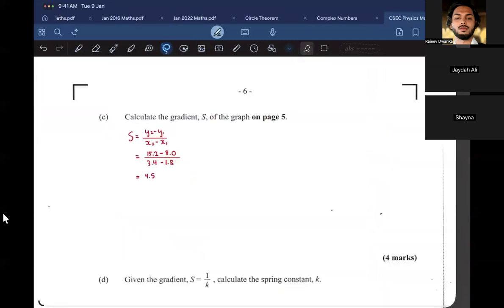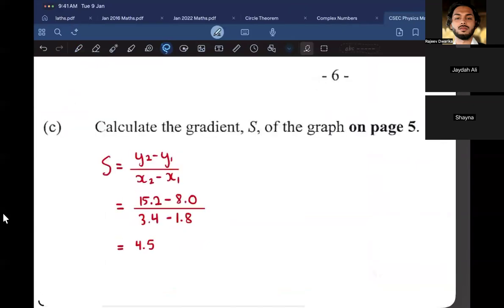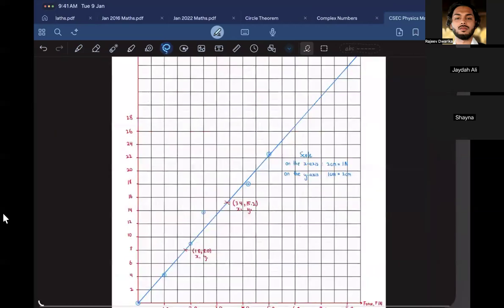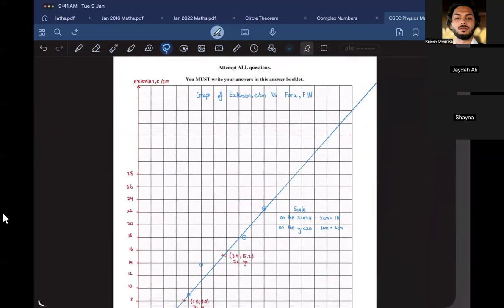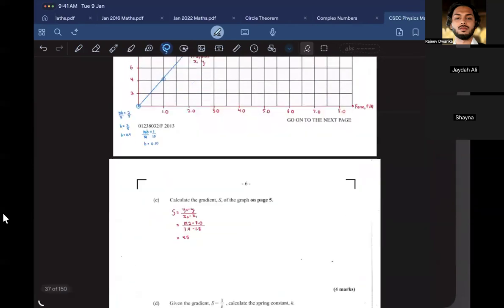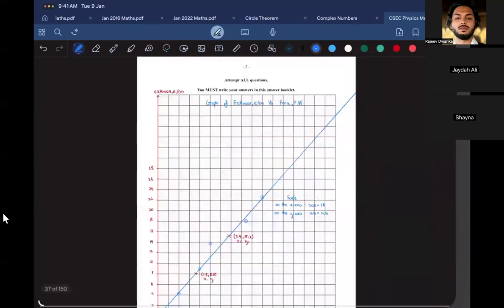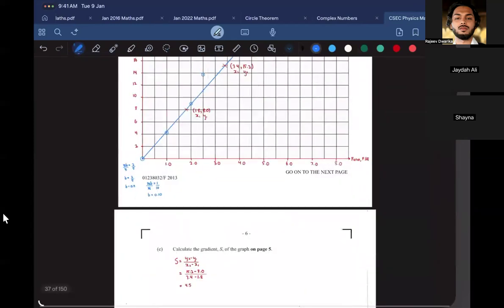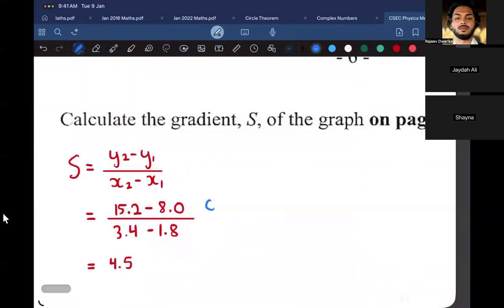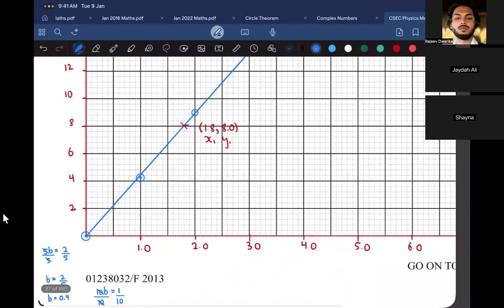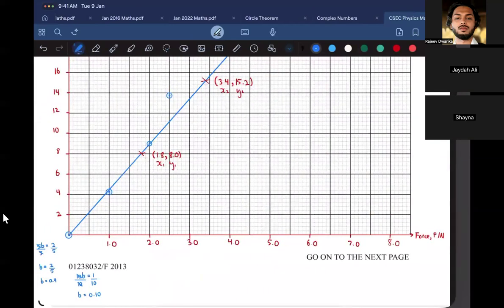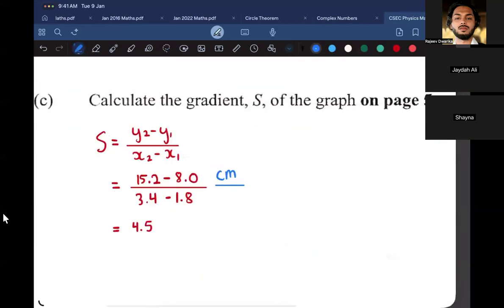Now, this is a 4 mark question. There's more you need to do. Jada, just remind me, what was on the y-axis? What did we plot on the y-axis? Extension. What was the unit for extension? Extension is our length, so in this case we use centimeters. So when I put centimeters on top, all over what's on the x-axis? Force, which is newtons.